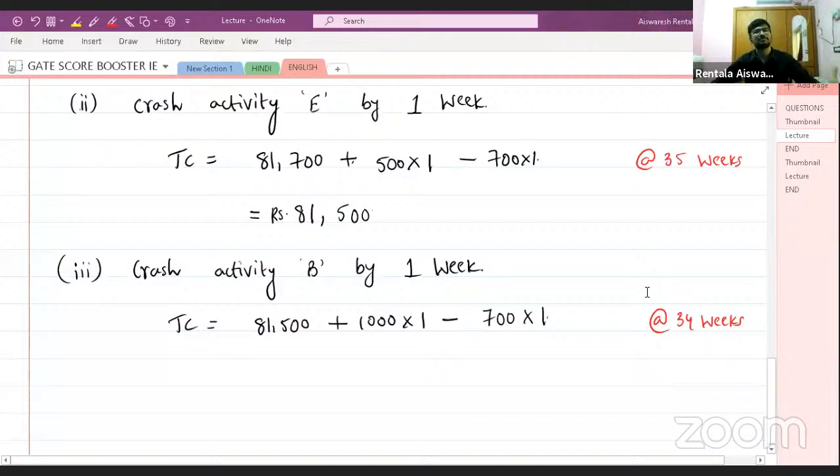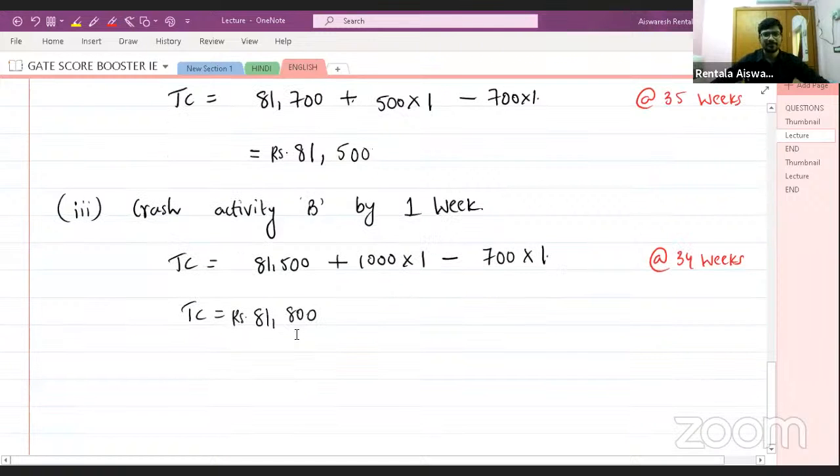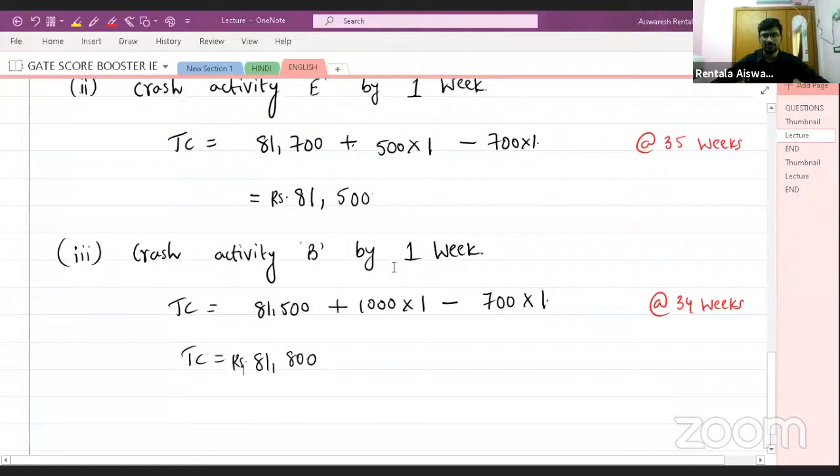So 1 week duration is reducing. The indirect cost is 700 rupees per week, as given. So 1 week of the total duration of the project will be reduced, so 700 rupees will be the decrement. Now you can see net there is an increase. 1,000 minus 700, it will be 300, right? So total cost will be 81,800 rupees.